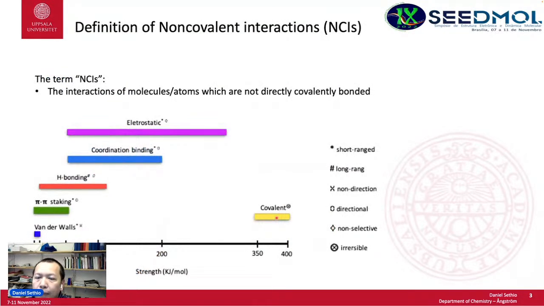The term non-covalent interaction refers to the interaction between molecules or atoms which are not covalently bonded. In terms of energy, non-covalent interactions typically have interaction energy lower than 300 kJ per mole, while typical covalent interaction is higher than 300 kJ per mole.